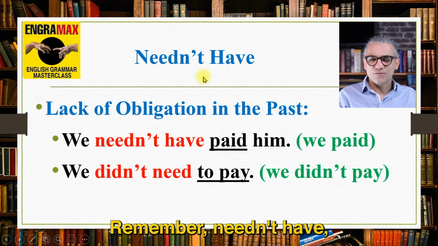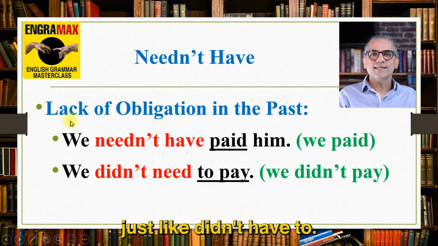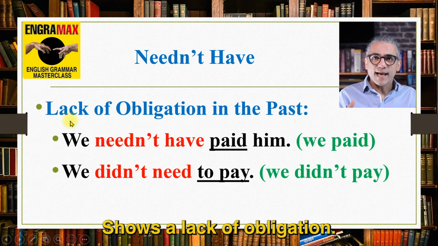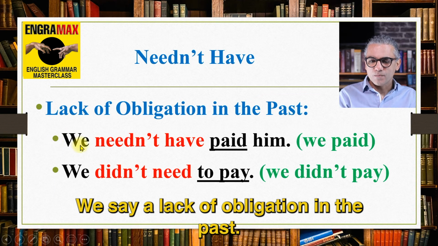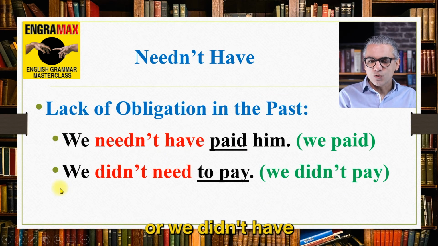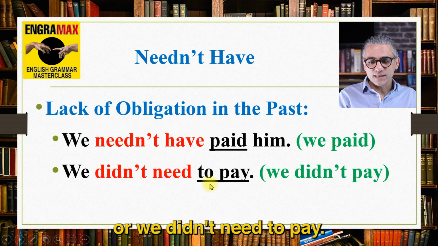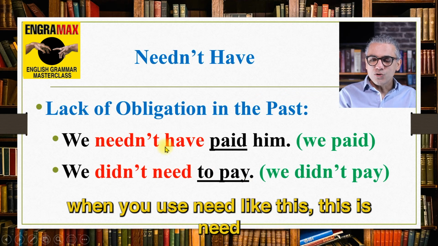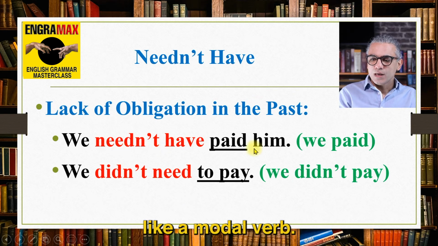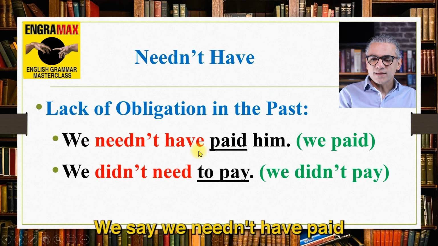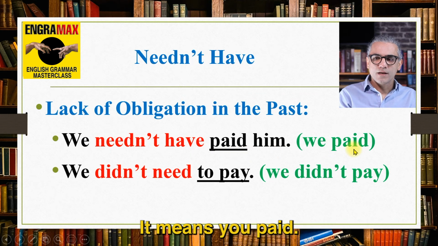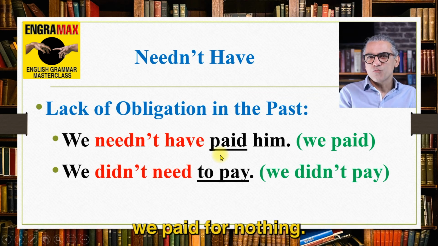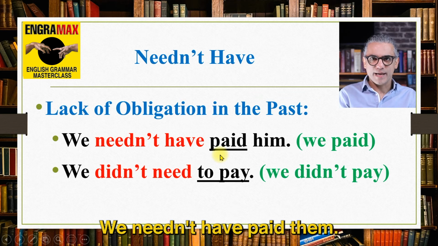Needn't have. Remember, needn't have, just like didn't have to, shows a lack of obligation. But pay attention to this. We say a lack of obligation in the past. We needn't have paid him, or we didn't need to pay. Look, when you use need like this, it is need like a modal verb. When you use it, we say we needn't have paid, past participle, paid him. It means you paid. And now you realize, oh, you see, we paid for nothing. We needn't have paid them.